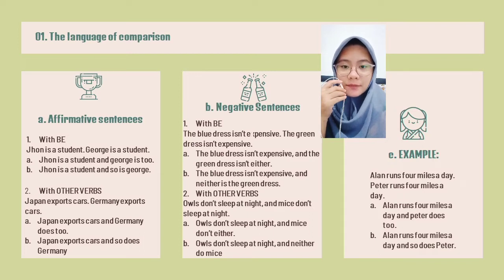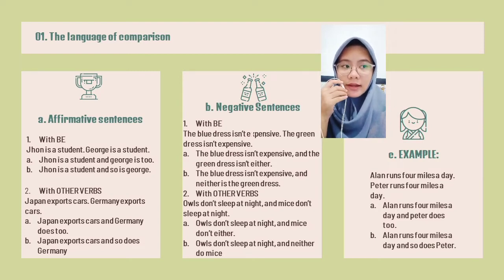Affirmative sentences. The first with be. John is a student, George is a student. So we can make the sentence comparison. John is a student and George is too. John is a student and so is George. And then with other verbs. Japan exports cars. Germany exports cars. So we can make Japan exports cars and Germany does too. Japan exports cars and so does Germany.